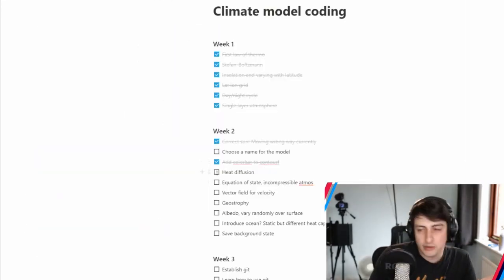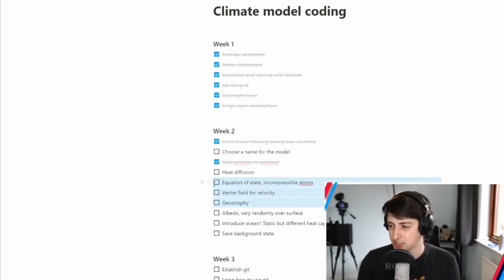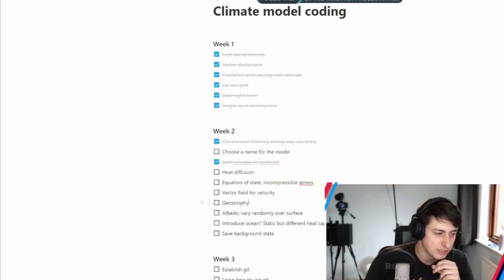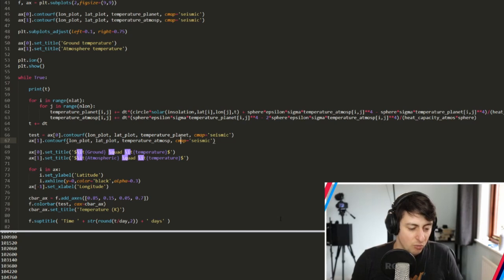I'm going to skip over heat diffusion because that's something we can do in the future. I want to focus on these three. This is where it gets really cool, in my opinion. So we need to talk about the concept of an equation of state. As I said at the start of the stream, an equation of state relates one or multiple variables in a dynamical system to another.